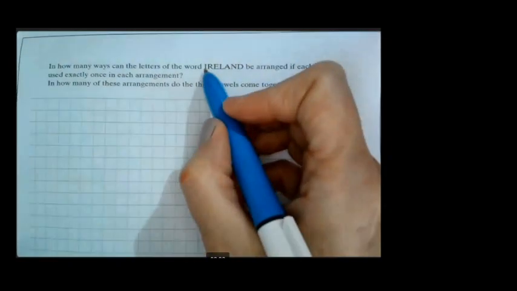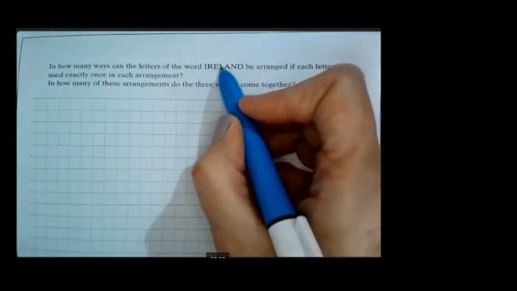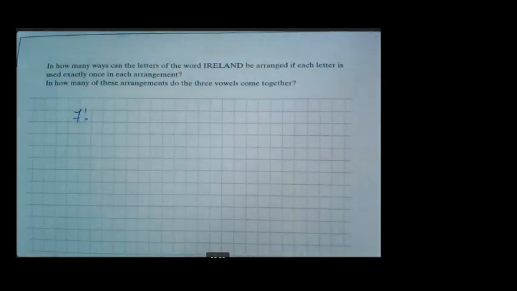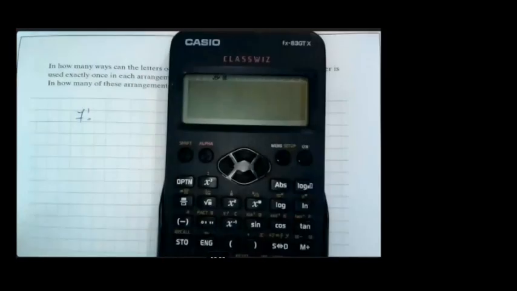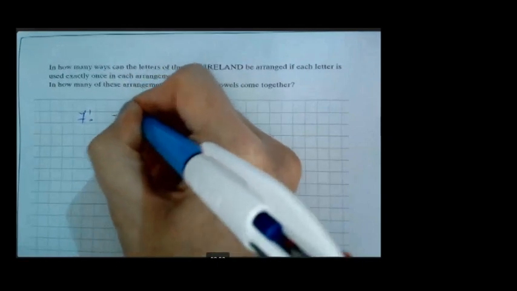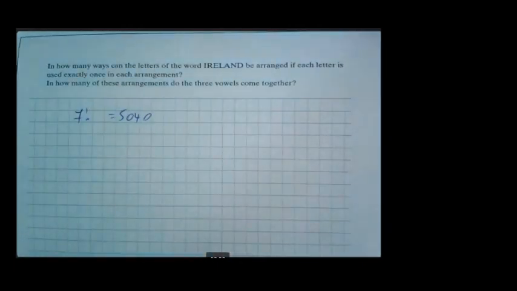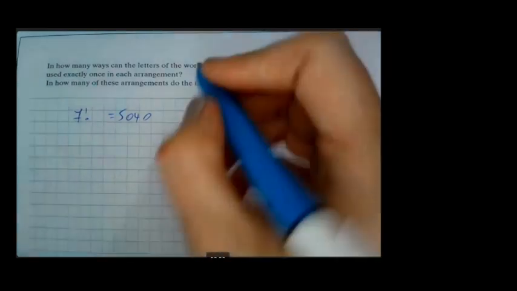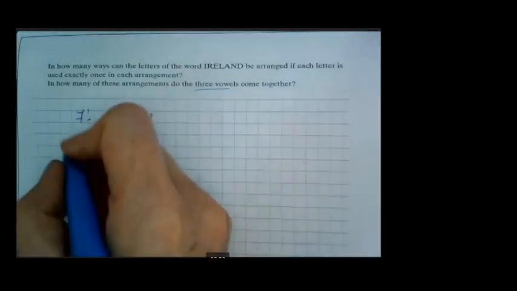How many letters have I got in the word Ireland? 1, 2, 3, 4, 5, 6, 7. So for that first answer, it's going to be 7 factorial. There are 7 letters, therefore 7 factorial ways of arranging those letters. So that, of course, is 7 factorial, 5040. Now, the second part of the question: in how many of these arrangements do the 3 vowels come together? Okay, so what have I got?